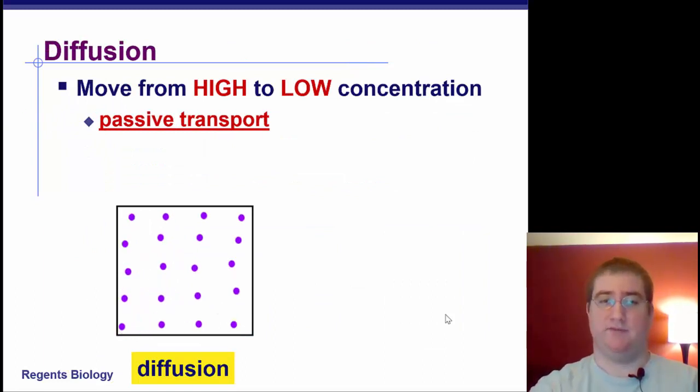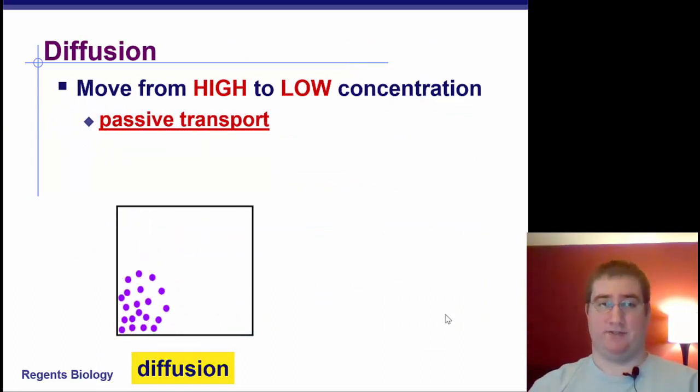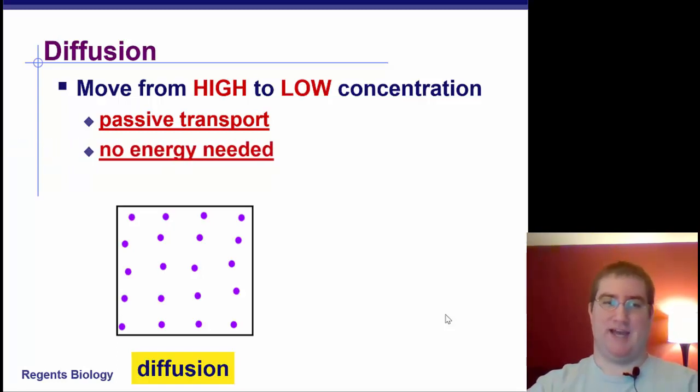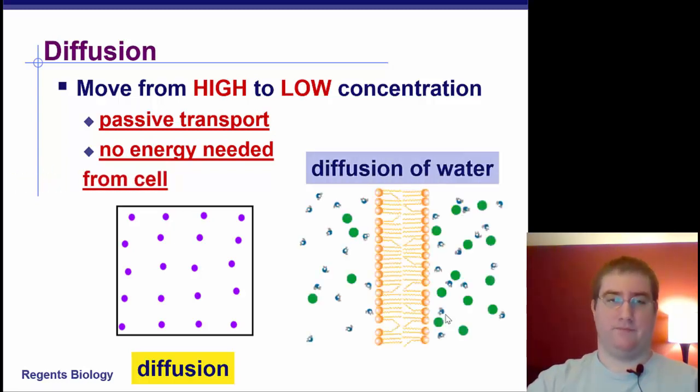Diffusion is known as passive transport. If something is passive, like hopefully you're not doing while watching this video, but after you get home from school, you're probably very passive once you lay on that couch. So passive means that you have no energy needed. So passive transport means that the cell doesn't actually have to do any work to get the materials to move. So here we have diffusion of water, we have normal diffusion, so diffusion is a passive transport. No energy is required from the cell.